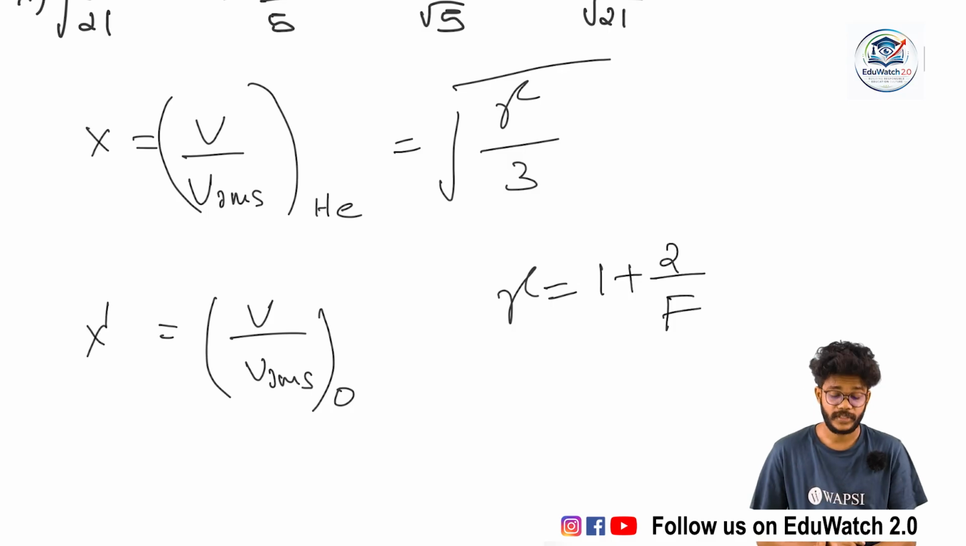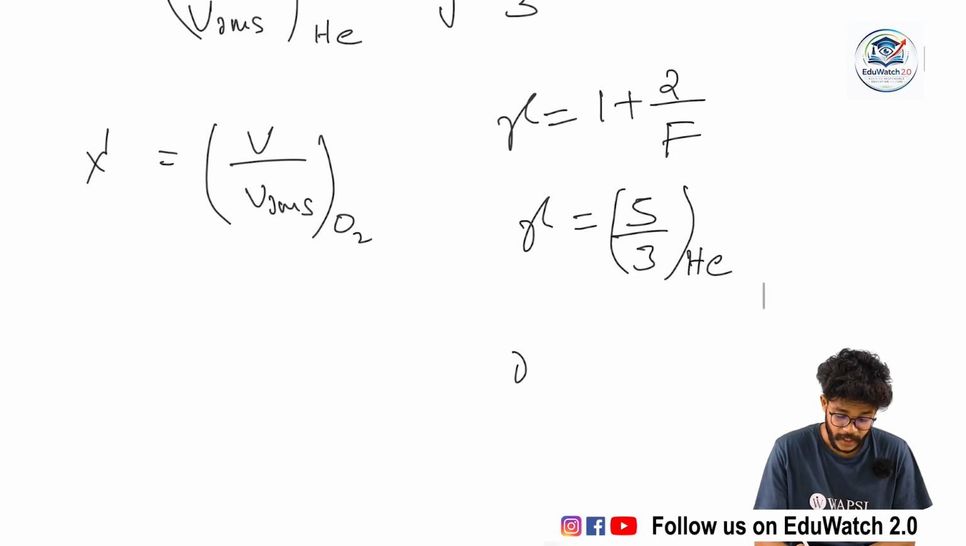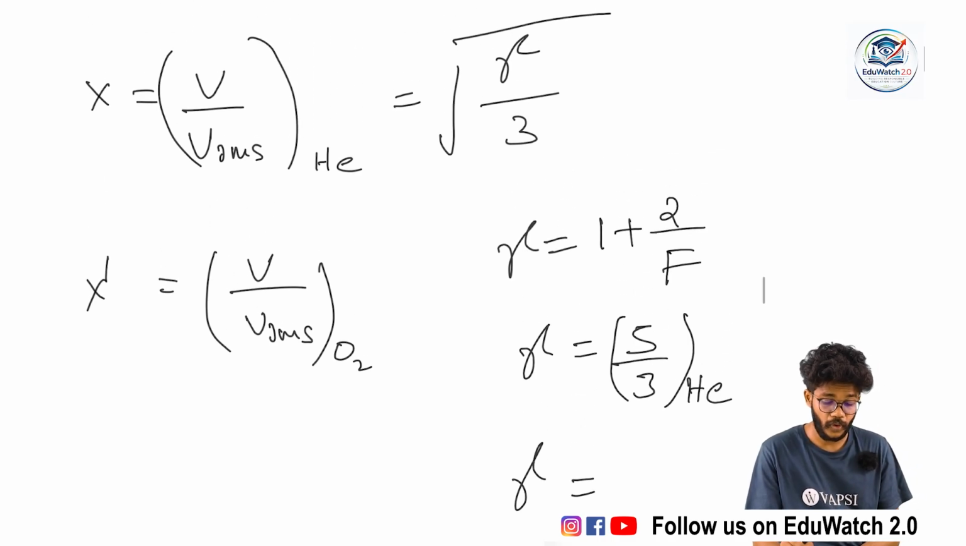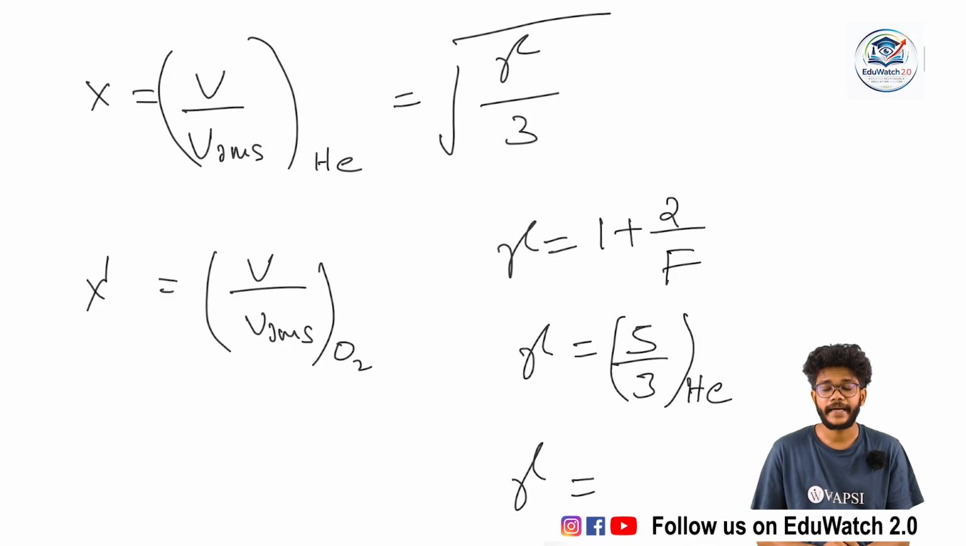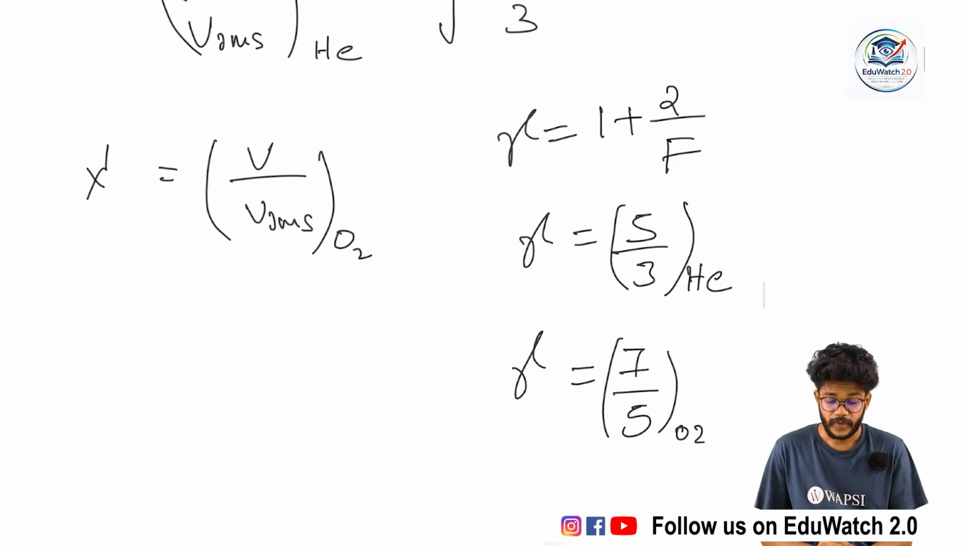See, helium and oxygen. Oxygen is O2 and helium is just helium. Helium is monoatomic, so the degrees of freedom for monoatomic is 3. So F is 3. 2 by 3 plus 1 is 5 by 3. So gamma is 5 by 3 for helium. And for O2, oxygen is diatomic and rigid, so the degrees of freedom is 5. So F is 5. 2 by 5 plus 1 is 7 by 5. Gamma is 7 by 5 for O2.